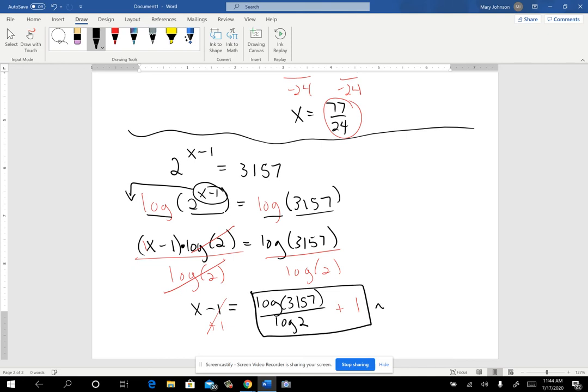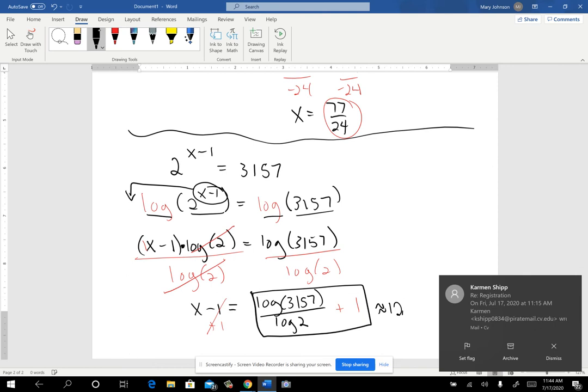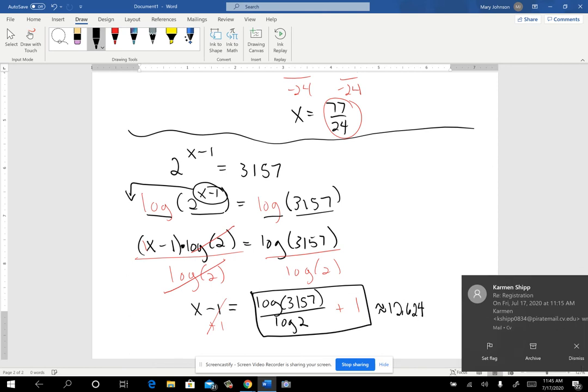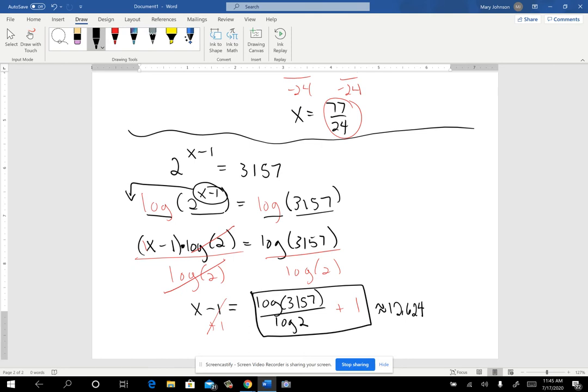Now, sometimes we have issues with typing it into the calculator, so I tried to help you all with that and encourage you to really practice that part of it. You would have to type in log 3157, close the parenthesis, divided by log of 2, close the parenthesis, and then plus 1. And when you do that, you get about 12.624 if you round to the nearest thousandth, and just round. Be careful about rounding to whatever they're asking you to round to.